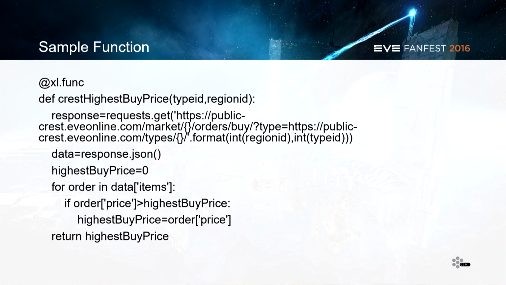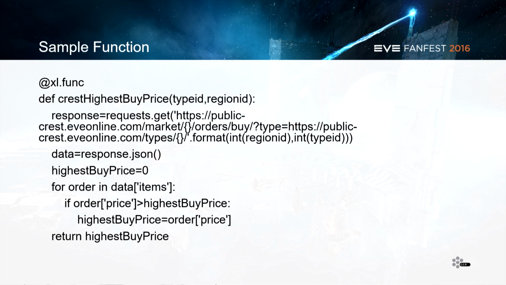This is a sample function just for getting stuff from CREST for the highest buy price for something in a region. It's not the world's nicest looking function, and I'm being bad because I'm just putting in the exact URL. And because of changes which are coming with Citadel, I don't believe this one will continue to work because the type parameter is changing format a little, because there will no longer be public CREST, there will just be CREST, and it will only ask for authentication if you actually need it, which you won't for this.